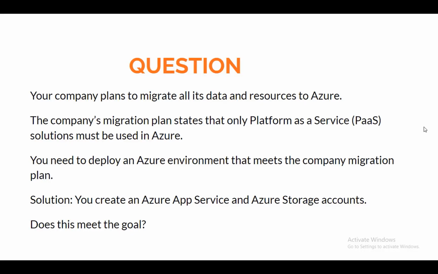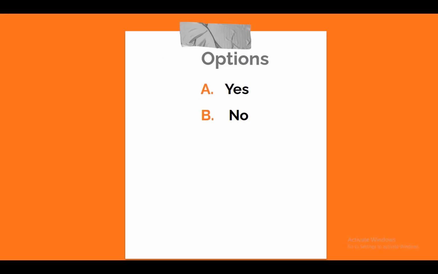Next question. Your company plans to migrate all its data and resources to Azure. The company's migration plan states that only Platform as a Service solutions must be used in Azure. You need to deploy an Azure environment that meets the company migration plan. Solution: you create an Azure App Service and Azure storage accounts. Does this meet the goal? And here are the options. Option A, yes. Option B, no. The correct answer is option B, no.